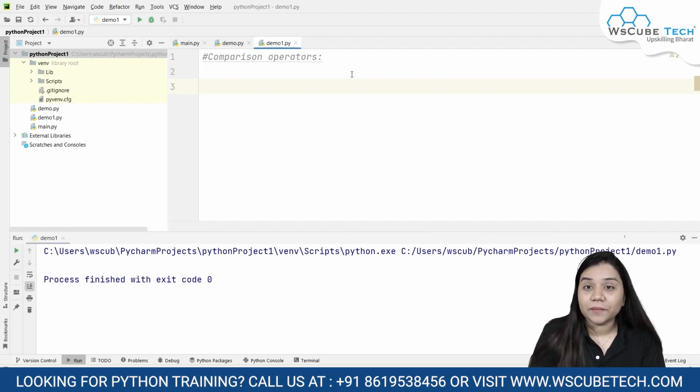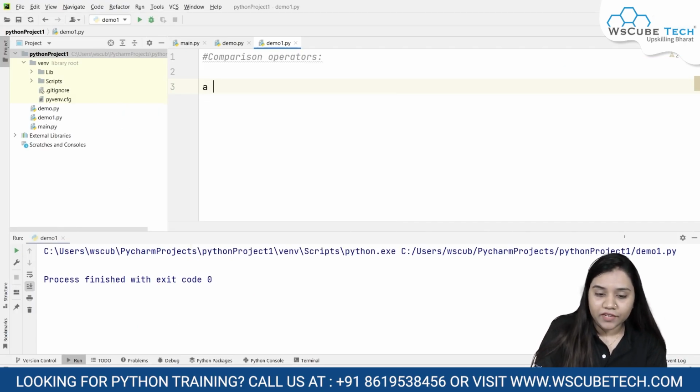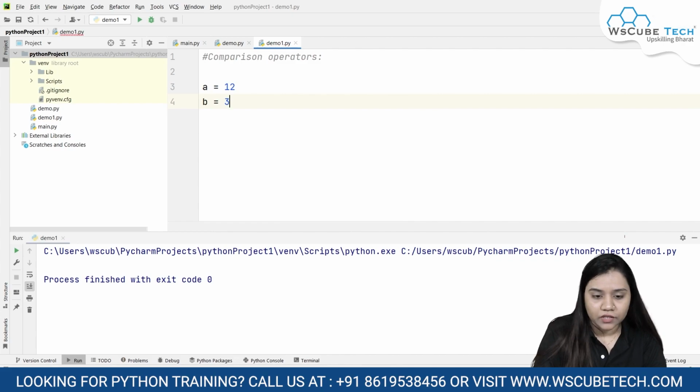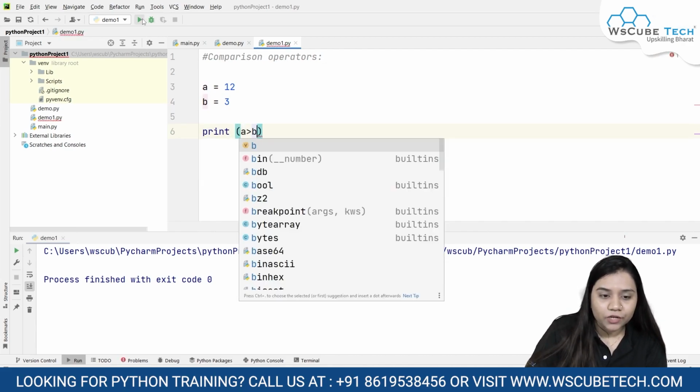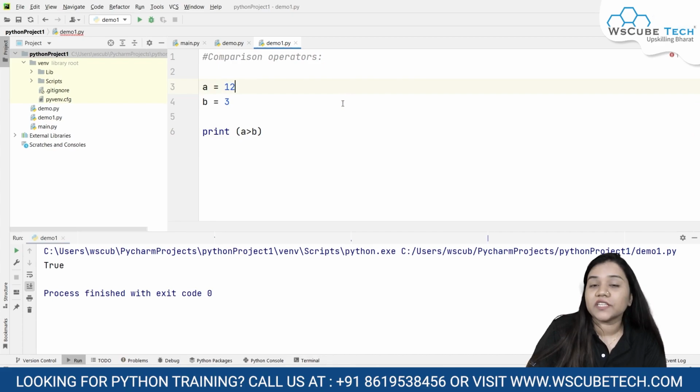So guys, here we will be considering two cases. Let's say I have an example over here. A is equal to 12 and B is equal to 3. Now first of all, let's consider the case of greater than. So print A is greater than B. Let's run and see what output it gives us. It gives us true, that yes, A is greater than B.